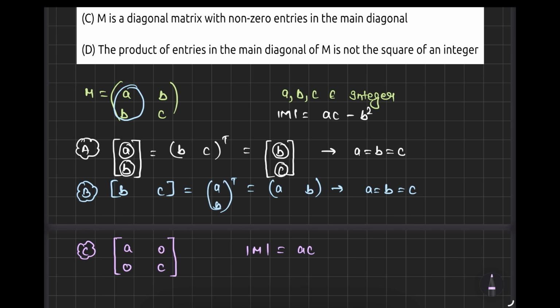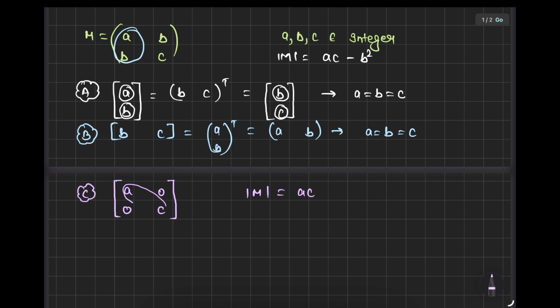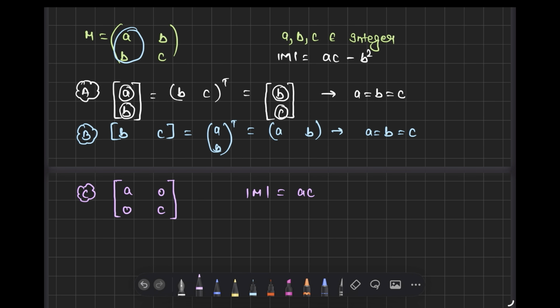So this time determinant of M will become what? AC. And you know that none of them is 0. This means that AC will be a number. If AC is a number, this means it is invertible. A number other than 0. If determinant is 0, then it is not invertible, na? Here you are getting something. Suppose they are saying A and C are non-zero. Non-zero means what? Any number other than 0. So its determinant will never be 0. This means it is invertible.